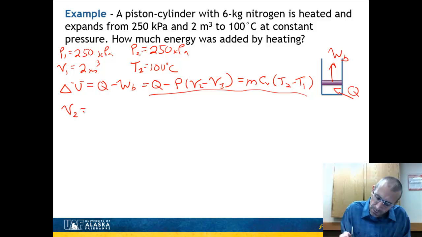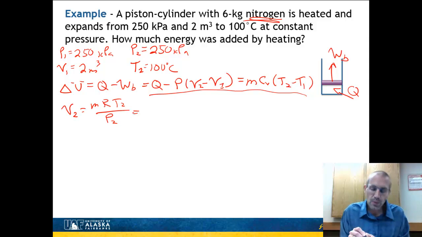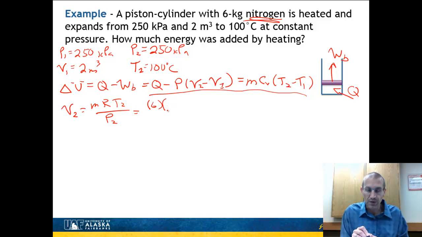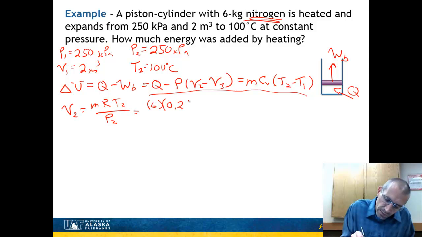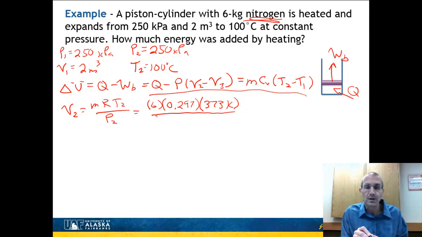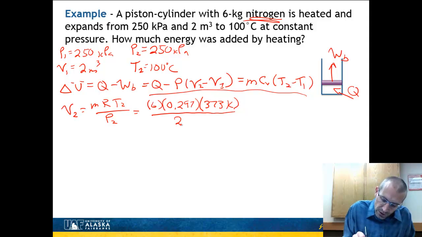So V2, and nitrogen is an ideal gas, so I can find my volume as m R T2 over P2, the ideal gas law. Put in my mass of 6 kilograms, the value of R for nitrogen, which I can get off table A1, and the value is 0.297. And the final temperature is 100 degrees Celsius, which is 373 Kelvin. We need to report that in absolute in the ideal gas law. And the final pressure of 250 kPa.